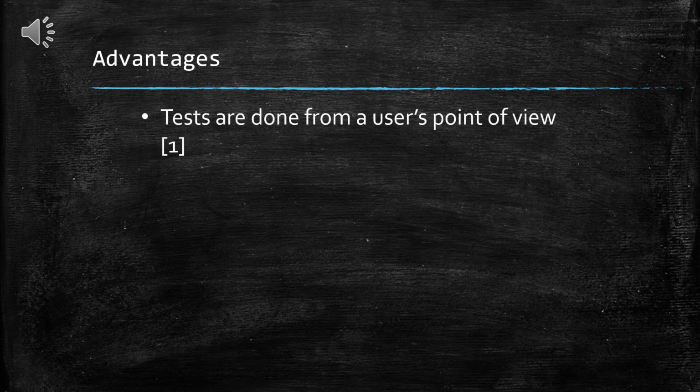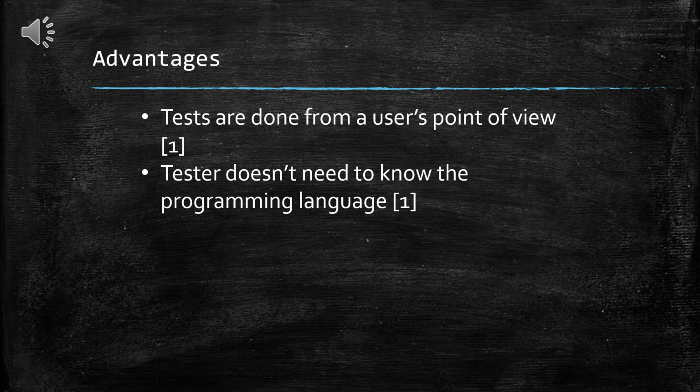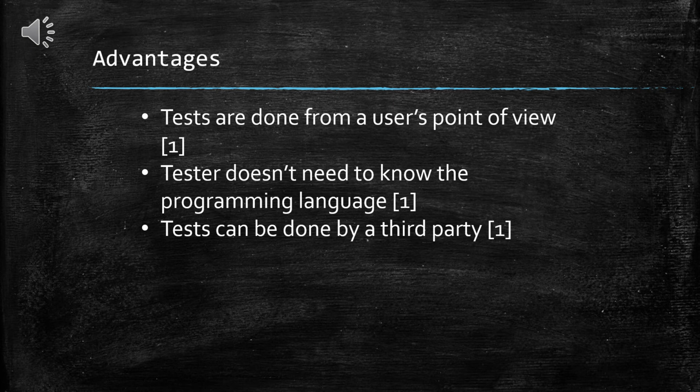Some of the advantages of black box testing are tests are done from a user's point of view and will help in exposing discrepancies in the specifications. The tester doesn't need to know the programming language being used or how the software has been implemented. Tests can be conducted by a third party or group that is independent from the developers, allowing for an objective perspective and the avoidance of developer bias. Black box testing does not go into the details of coding. It mainly focuses on testing and validating the behavior and functionality of the software.